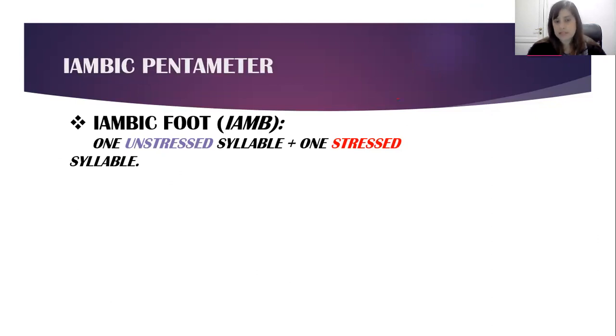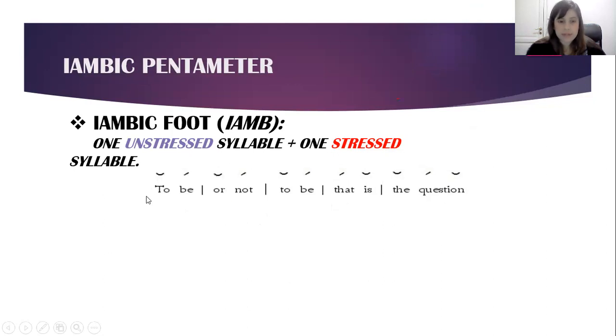Let's first understand this. An iamb is one unstressed syllable followed by a stressed one. For example, here, this is an iamb: to be. Do you see? Unstressed, stressed. So I'm going to read this like this: to be or not to be? That is the question. To be or not to be? So an iambic foot is this. Can you see that here we have the iambic feet separated?